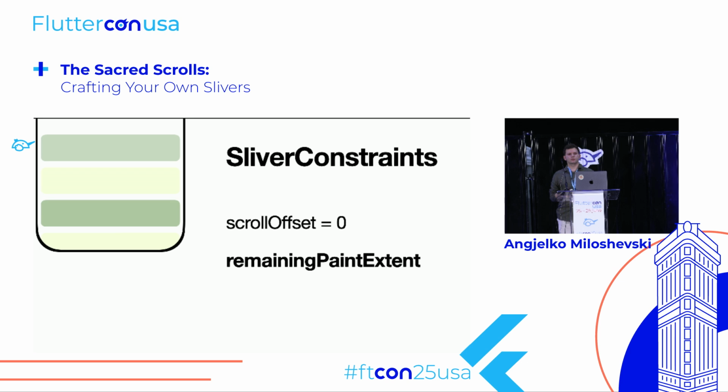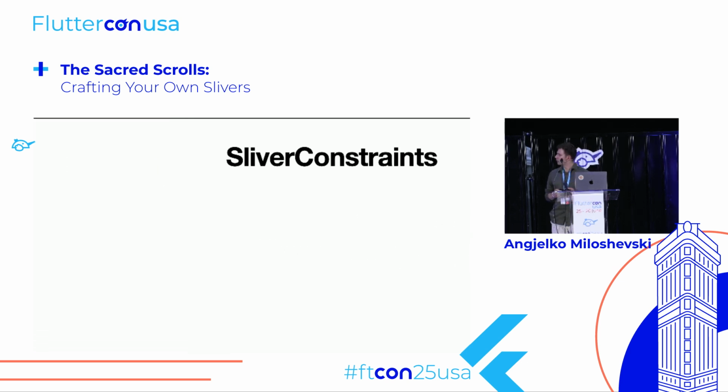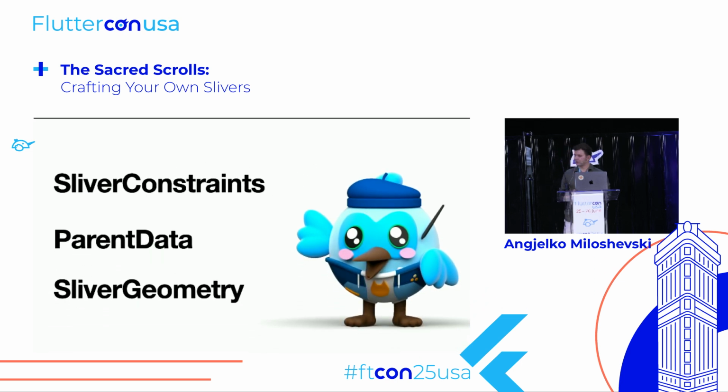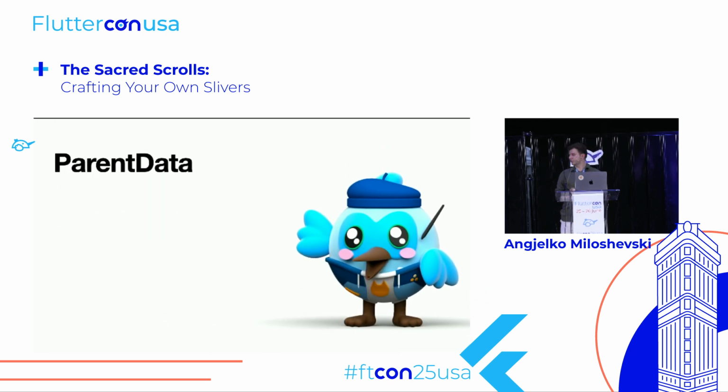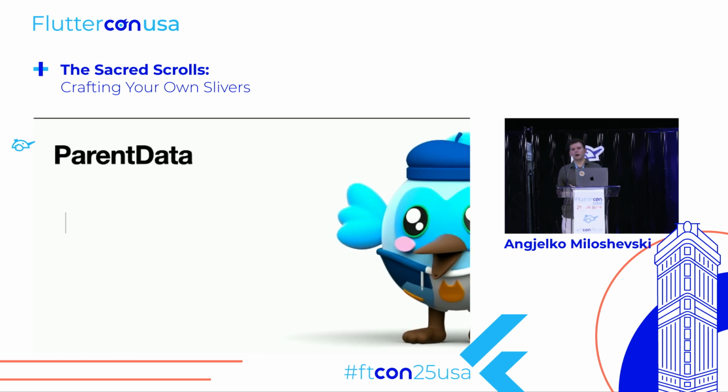Now, the next one in the list is the parent data. I consider this a really powerful part of the Sliver API, and it's also available in general for any render object, including render box. It's a way for us to store valuable information that we might find useful during the layout phase and the paint phase of the widget.